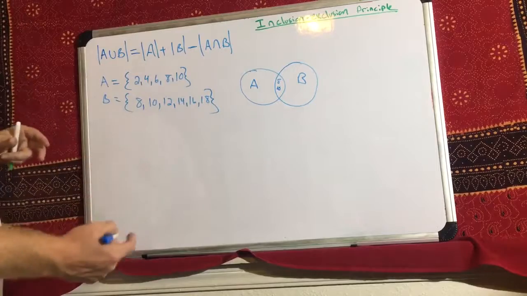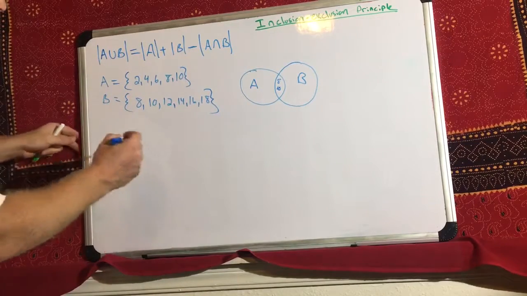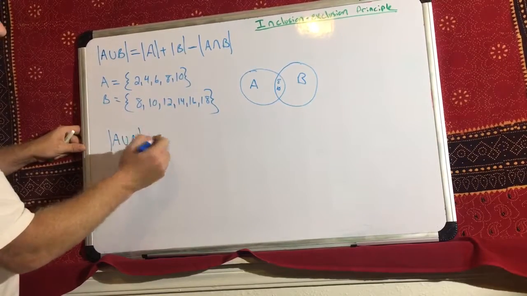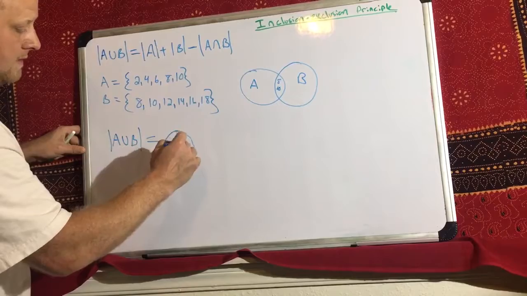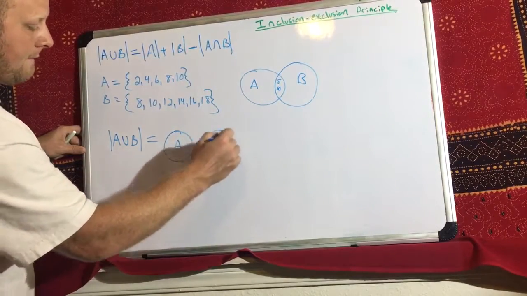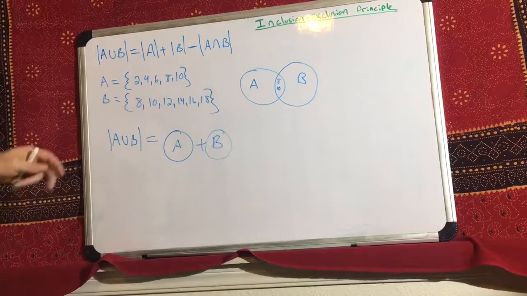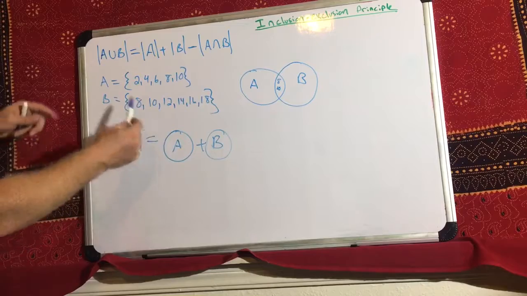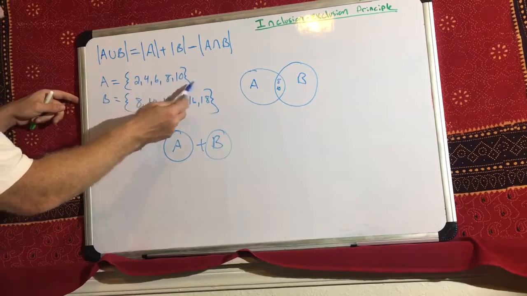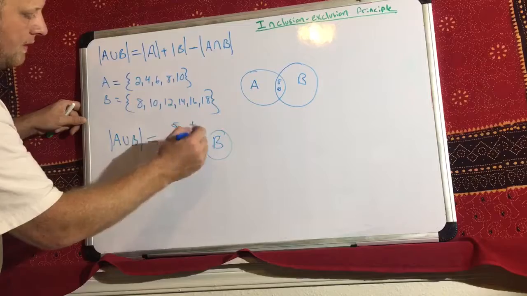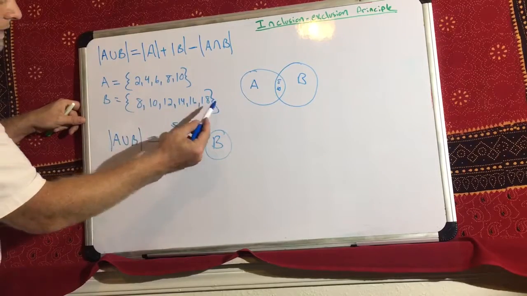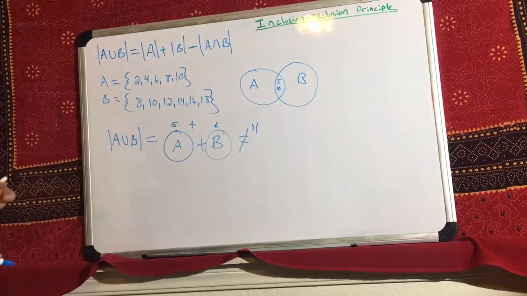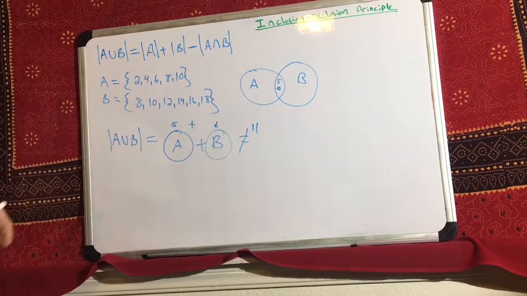So what you would want to do, probably by gut instinct, is to say that the cardinality of the union of A and B is equal to A plus B. But that's simply not true because now you're counting the 8 and 10 portion twice. The cardinality of A is 5, plus the cardinality of B, which is 6, equals 11. That is not true. We can't count the 8 and 10 twice. We have to subtract those out at least once.